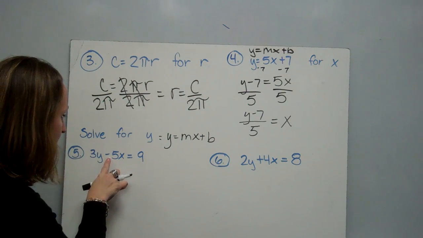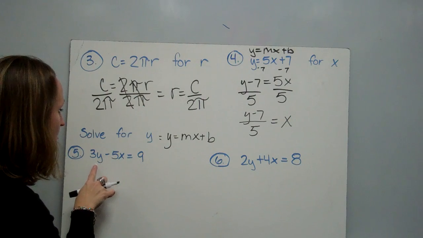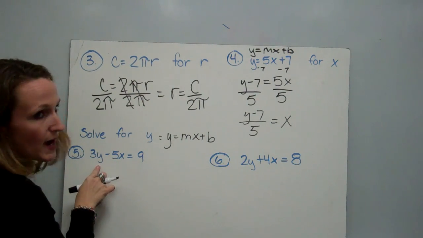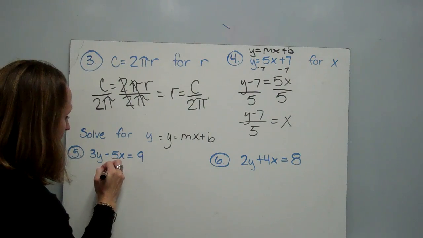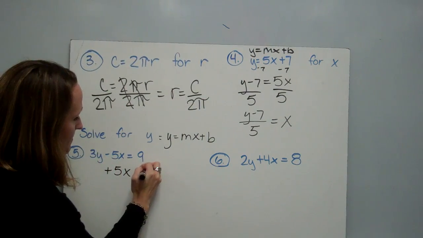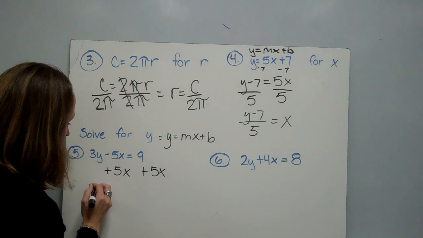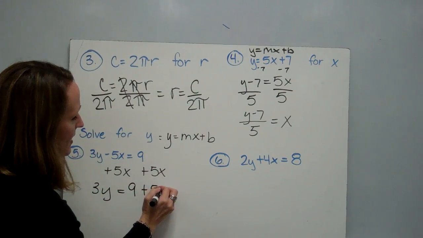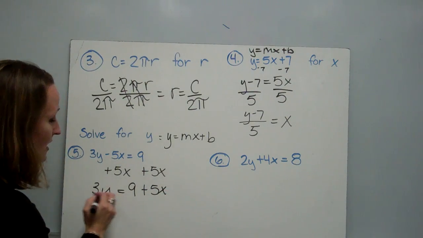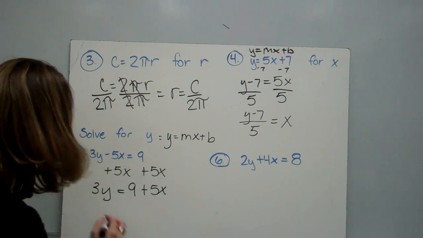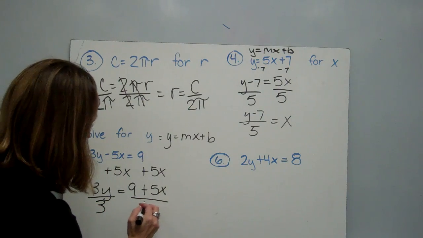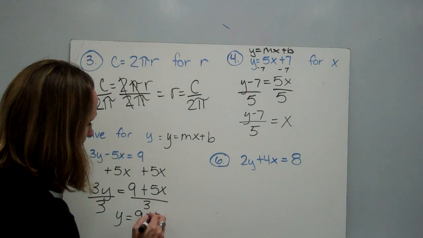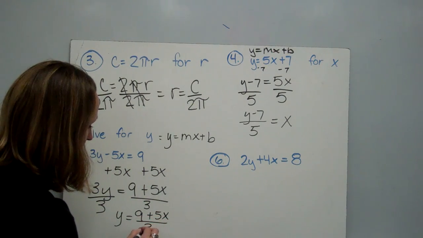So my first step is going to be to move this. Even though I have two variables, it's the y that I want to keep here. So I'm going to add 5x to both sides. So now I have 3y equals 9 plus 5x. Now, I still have something with the y. It's multiplied, so I'm going to divide. So now I have y equals 9 plus 5x over 3.